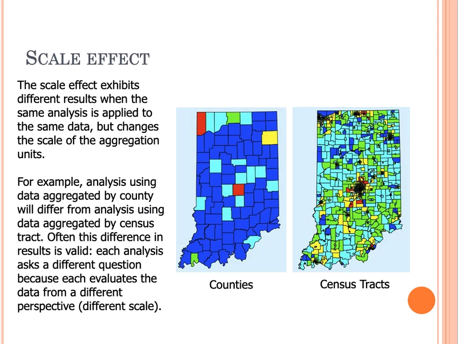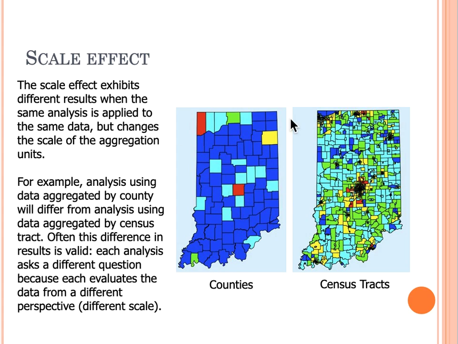The scale effect exhibits different results when the same analysis is applied to the same data, but the scale of the aggregation units changes. For example, analysis using data aggregated by county will differ from analysis using data aggregated by census tract. Often this difference in results is valid. Each analysis asks a different question because each evaluates data from a different perspective or scale.